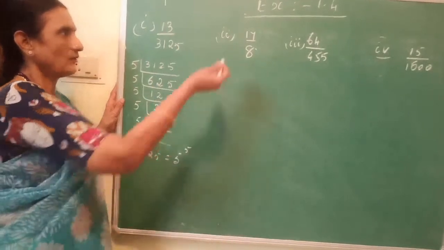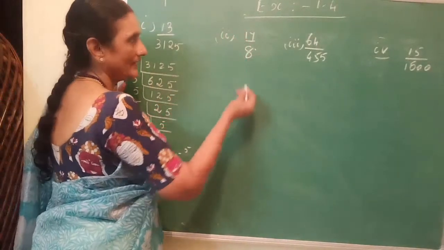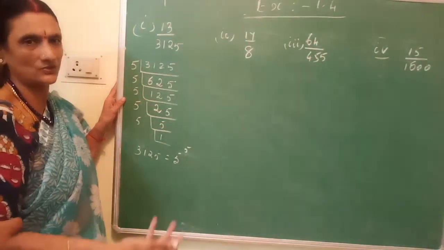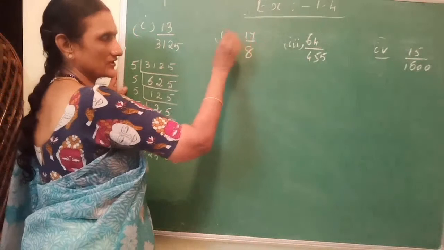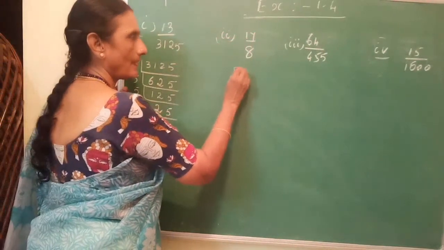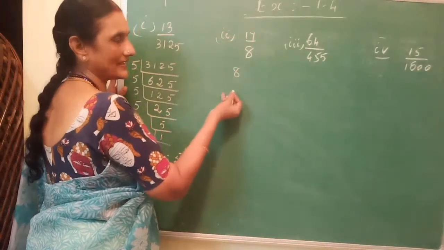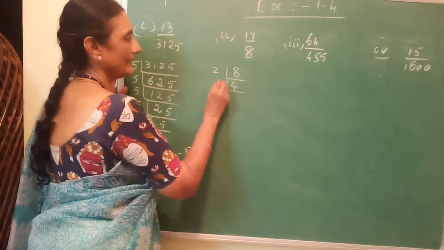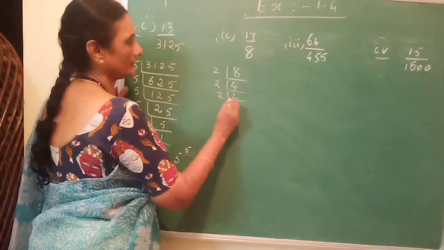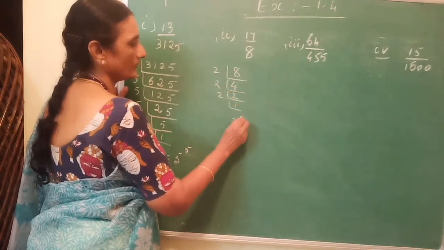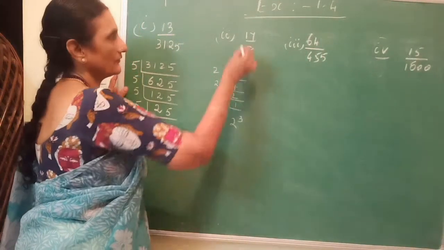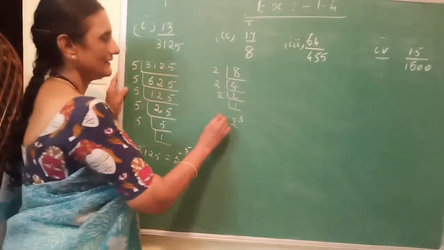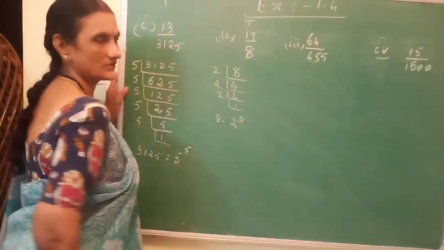Correct? Now we'll move on to the second. In the simplified form, there is no common factor between numerator and denominator, so the fraction is in the simplified form. The denominator is 8. Let us prime factorize. Yes, you are right. It is nothing but 2 cube. So only 2. Therefore this is also terminating. I'll write that here.